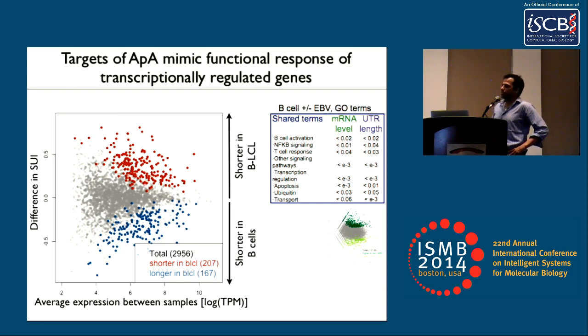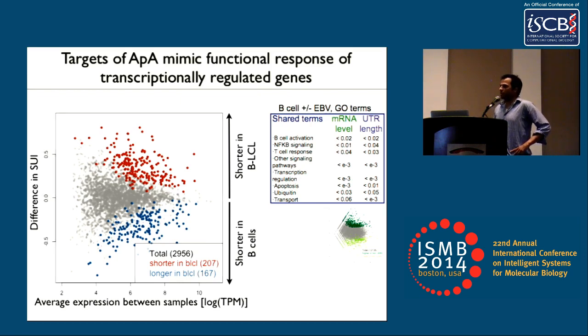Now north and south is just a difference in the SUI of the gene between these two samples. So as we go north, the UTRs get shorter in BLCL. As we go south, they get longer. And the interesting thing here is that the GO terms that are enriched when you look at differences in APA alone, ignoring gene expression, they largely recapitulate or reinforce the same transcriptional program that we've identified with differential expression.